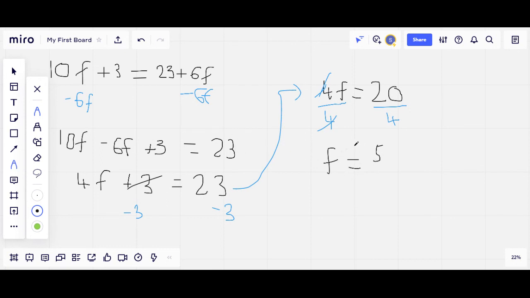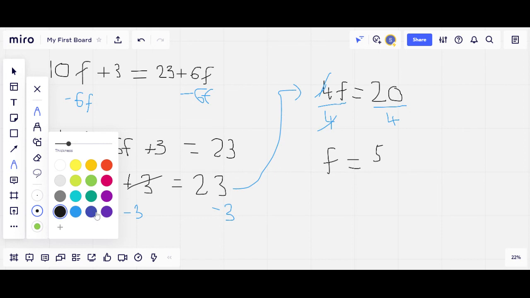One way that we can check to see if we've got the solution correct is substitute that 5 back in to the equation here. So let's do that now. Might do that in a different color. I'll do it in a green.